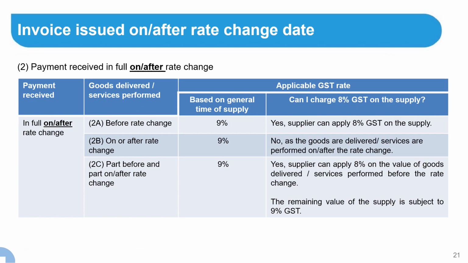Let's look at the next scenario, where invoice is issued and full payment is received on or after the rate change. The time of supply will be triggered after the rate change. As such, the supplier is subject to GST at 9% unless the supplier chooses to charge at 8% on the value of goods or services completed before the rate change date under scenario 2A or 2C. Now, let's look at some examples to illustrate the three scenarios in this table.